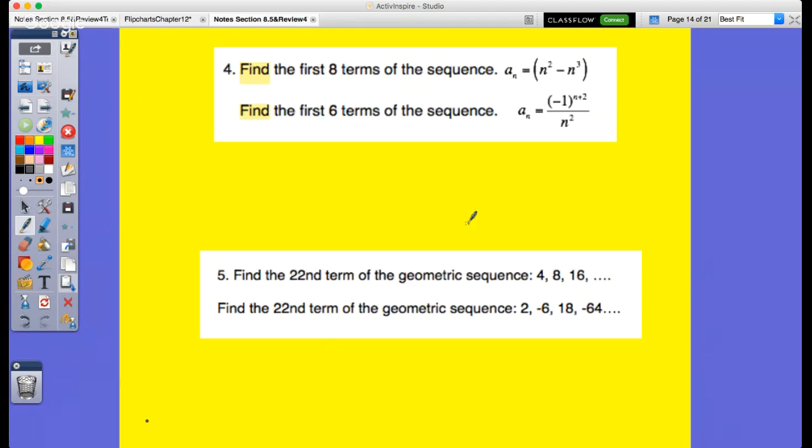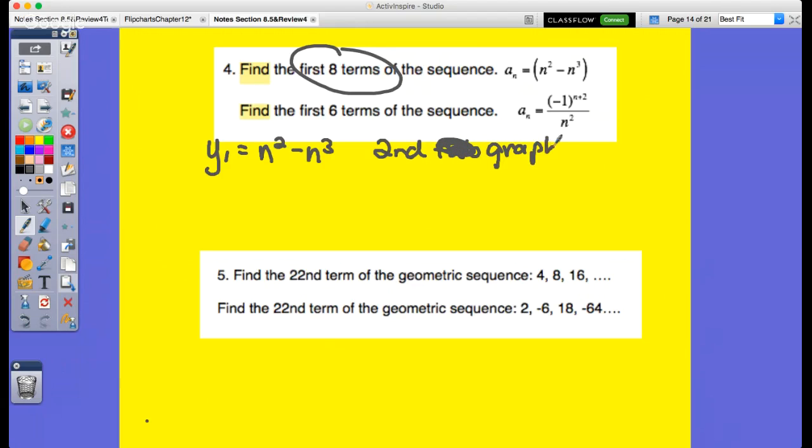That's exactly right. I hear you, Ryan. In this instance, if I find the first 8 terms, I plug 1 in for n. Now, you could possibly plug this into your calculator by going to y1 and plugging in n squared minus n to the third, and then going to second graph. In that instance, it will actually get these out for you. So you could do it that way.